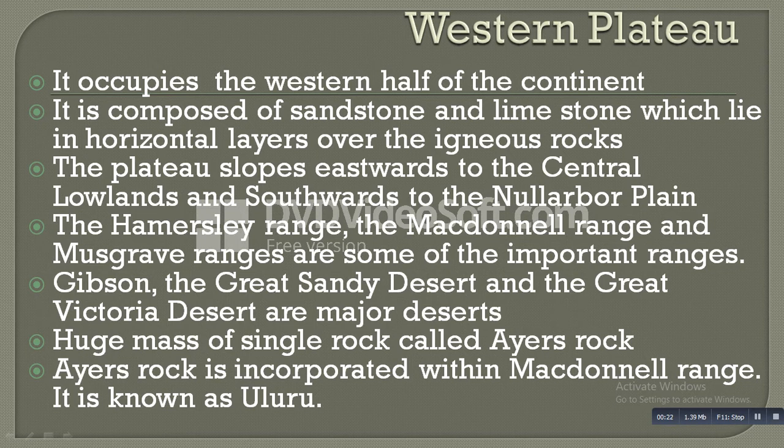It occupies the western half of the continent. It is composed of sandstone and limestone which lie in horizontal layers over the igneous rocks. The plateau slopes eastwards to the central lowlands and southwards to the Nullarbor Plain.